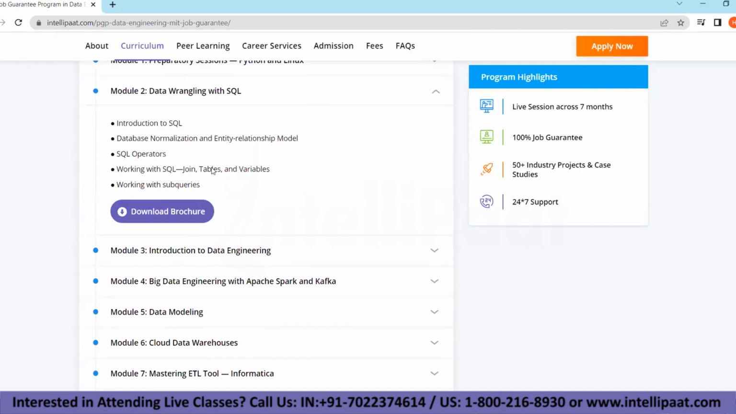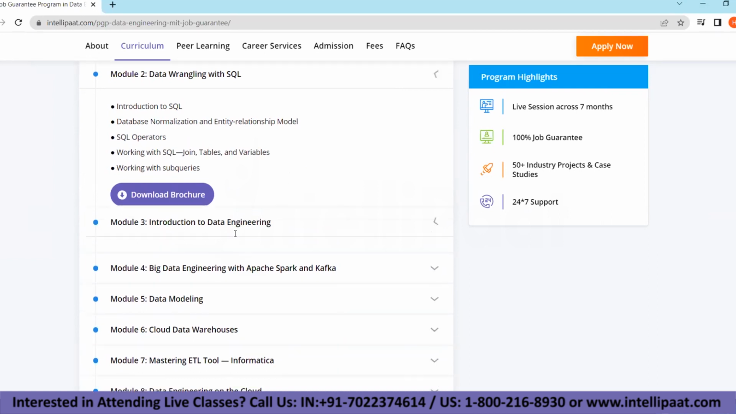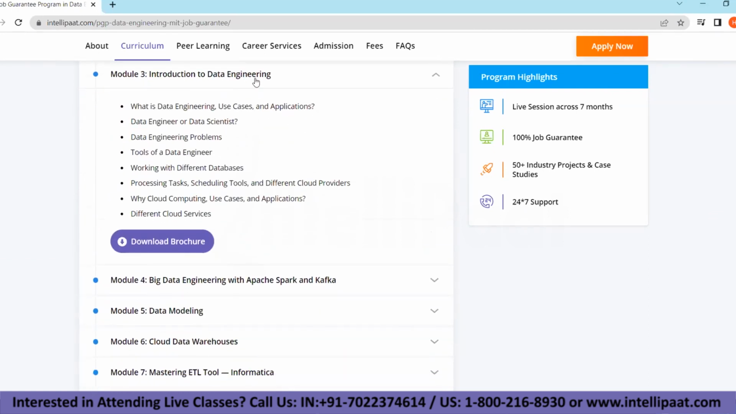Module number 2 is data wrangling with SQL. Now SQL forms the base of any data engineer. Since we are teaching you from zero, it's important for you to know the basics, so we're teaching you SQL. It's a database course wherein you'll understand how to pull out data from the database of a company. Then there is introduction to data engineering. Here, of course, you understand what data engineering is, the use cases, applications, what tools a data engineer uses, how to process tasks, etc.